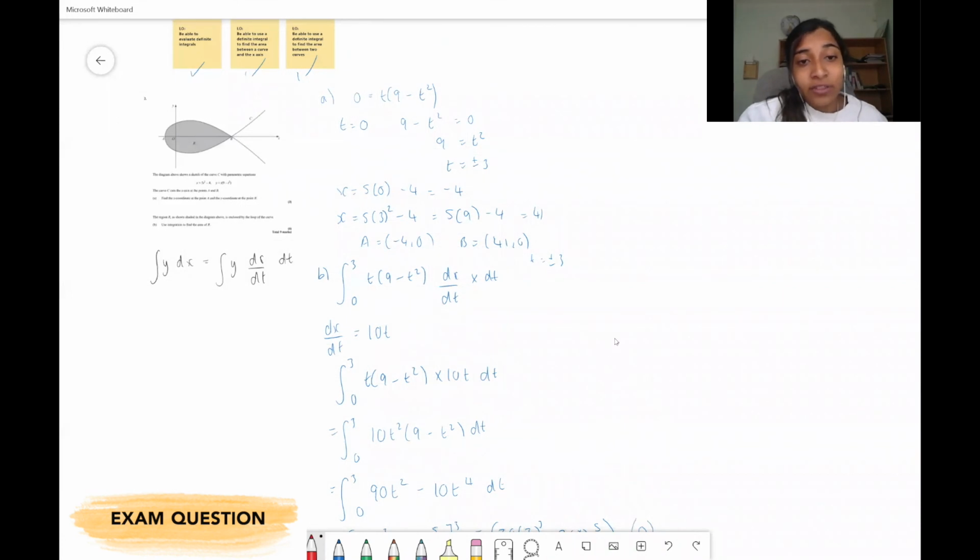So yeah, that's everything. Again, just remember to use this formula when you're doing parametric integration, and just apply that to anything that you get.